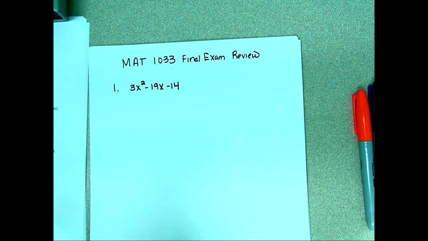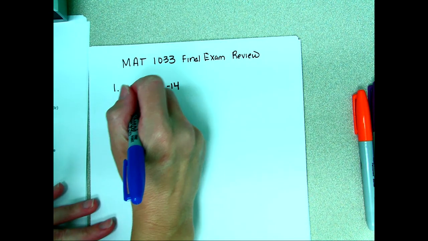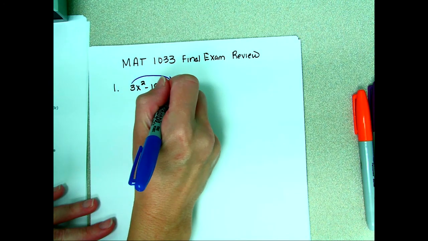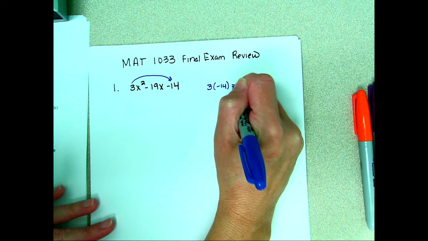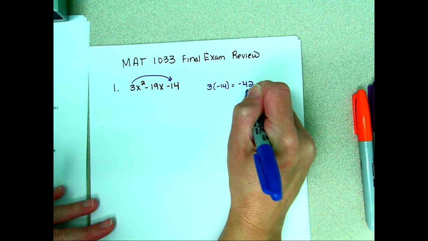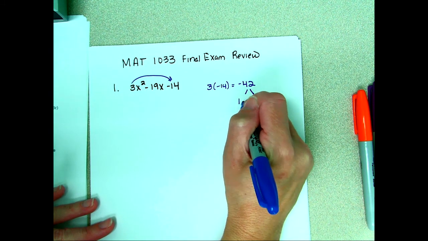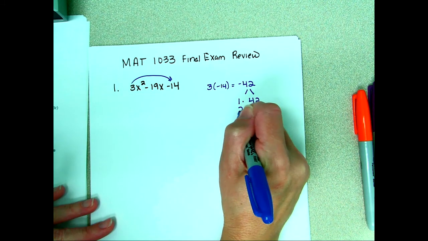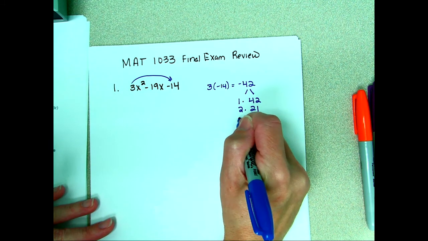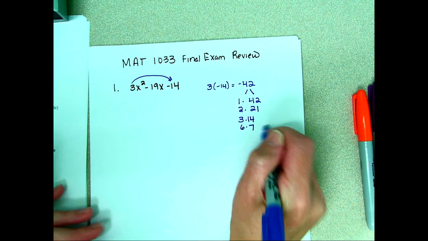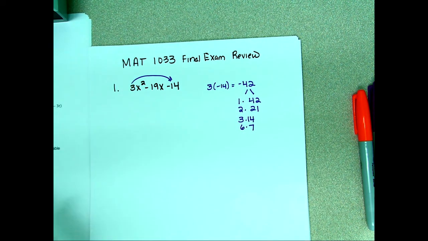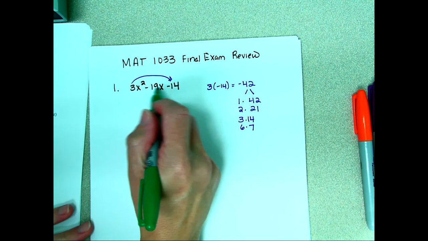If we factor using the AC method, we multiply 3 times negative 14, we get negative 42. The factors of negative 42: 1 times 42, 2 times 21, 3 times 14, and 6 times 7. One is positive, one's negative. We then ask ourselves which pair subtracted will give us a negative 19.